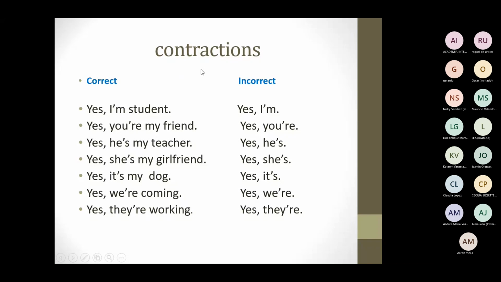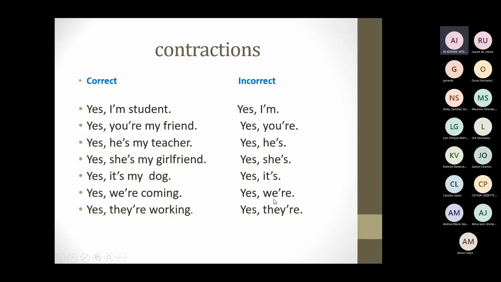Así de que, para las respuestas afirmativas, cuando vayamos a usar contracciones, siempre necesito añadirle algo, un complemento. Nunca la voy a decir de esta forma. Ustedes pueden decirlo, pero no suena bien, incluso nunca se usa. Por ejemplo, si quiero decir una respuesta corta, mejor la digo normal. Yes, she is. Yes, we are.